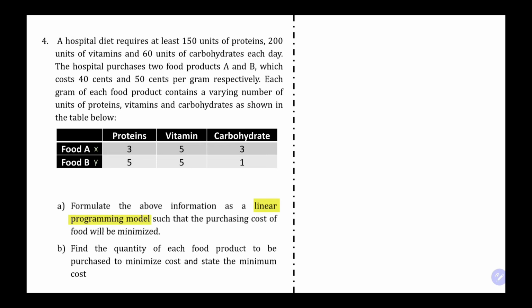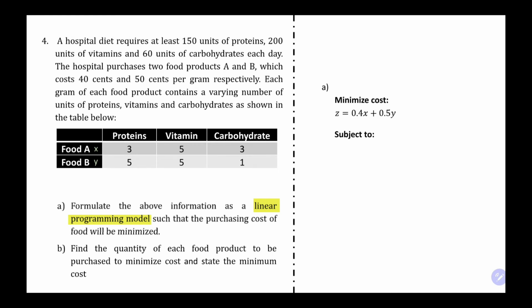From question A, we are informed that the purchasing cost of food will be minimized. So our objective is to minimize the cost. So for question A, we state minimize cost, Z equals, we check our cost. Cost is 40 cents and 50 cents per gram. So Z equals 0.4x plus 0.5y. And next, from the table, we find the system of linear inequalities. We use the words subject to.